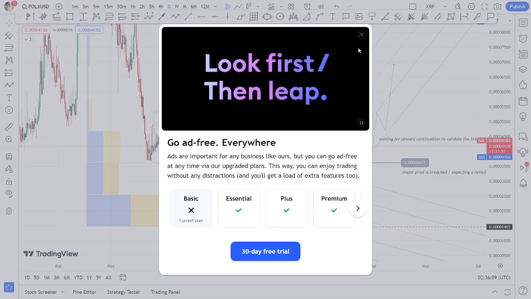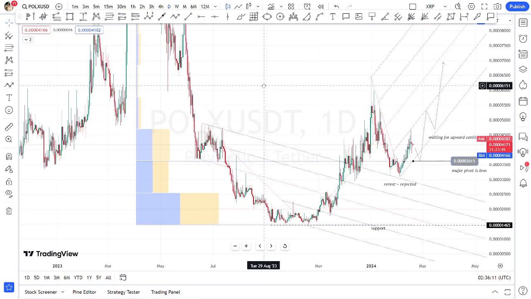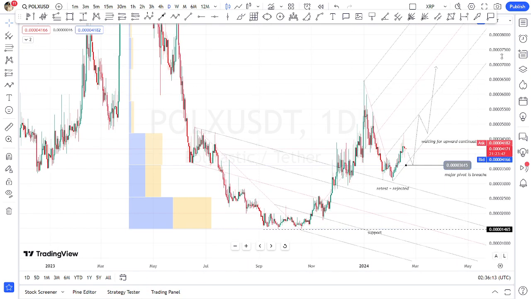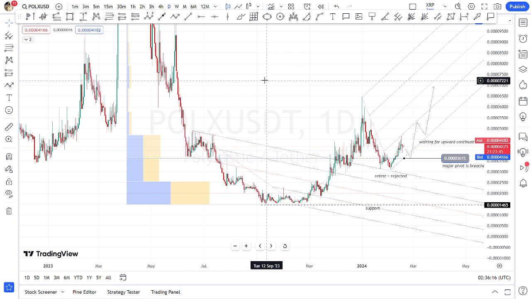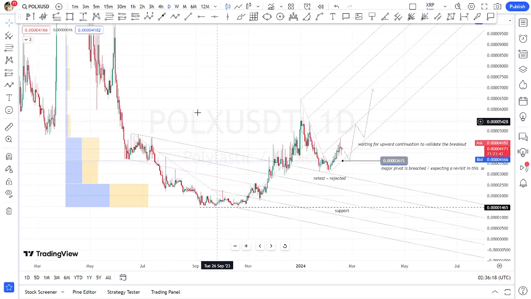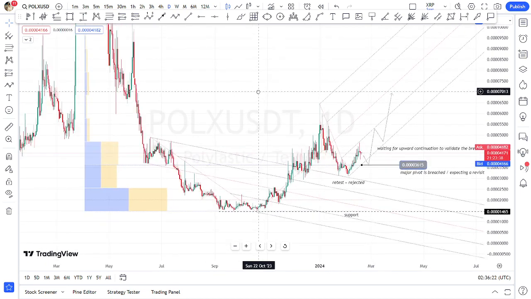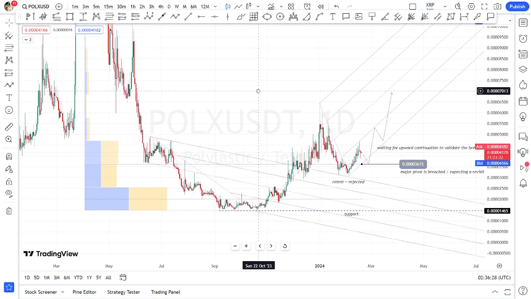And let's check this gem, or crypto gem. Currently, we're looking at Polx or Polylastic. This is listed on KuCoin. You can buy it on KuCoin, and you can also swap it using MetaMask on Uniswap.